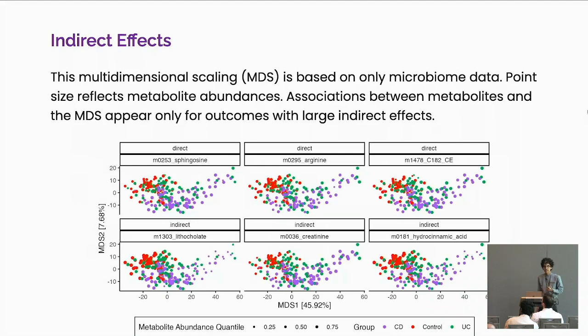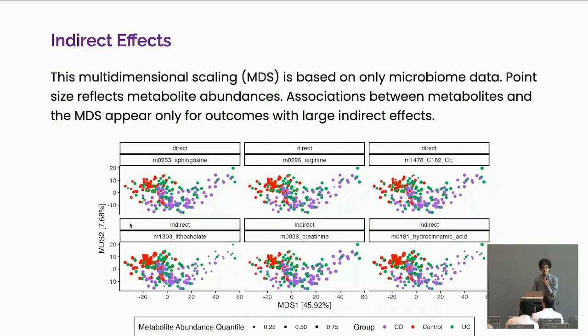Here's some kind of outputs you can get. Each panel here, the points are located in the same locations. The only thing that's different are the sizes of the points. Each panel is a multidimensional scaling. So the points are close to each other if their microbiomes are close to each other. The location just depends on the microbiome, not the metabolome. The size of the points is the amount of that metabolite in that sample. So each panel is a different metabolite.